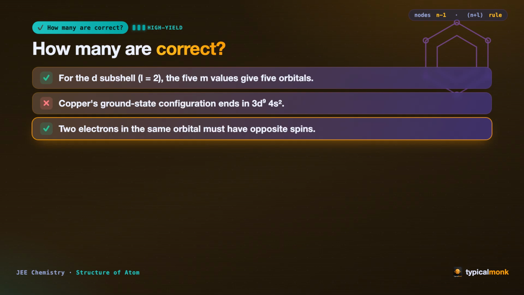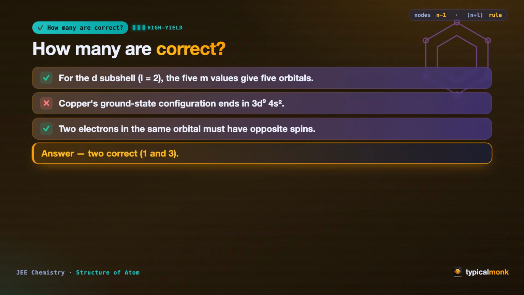Statement 3. 2 electrons occupying the same orbital must have opposite spins. This is in fact the very rule Pauli is named for. So, how many are correct? 2 statements. The first and the third. The d subshell truly gives 5 orbitals, and 2 electrons sharing an orbital truly must be opposite in spin.